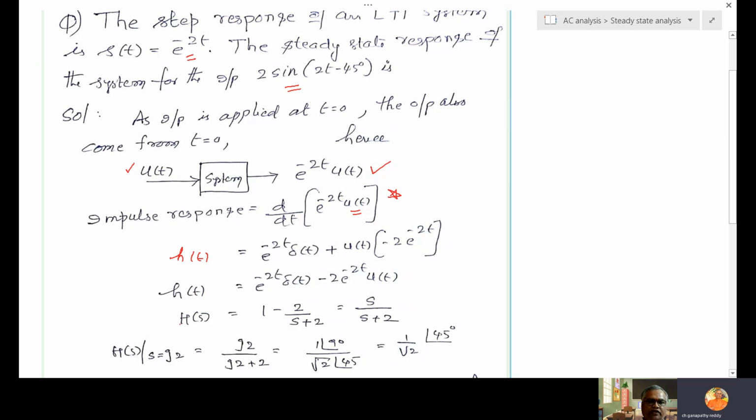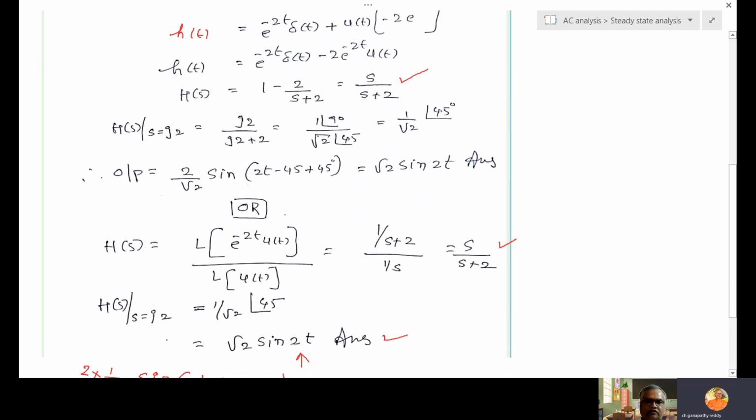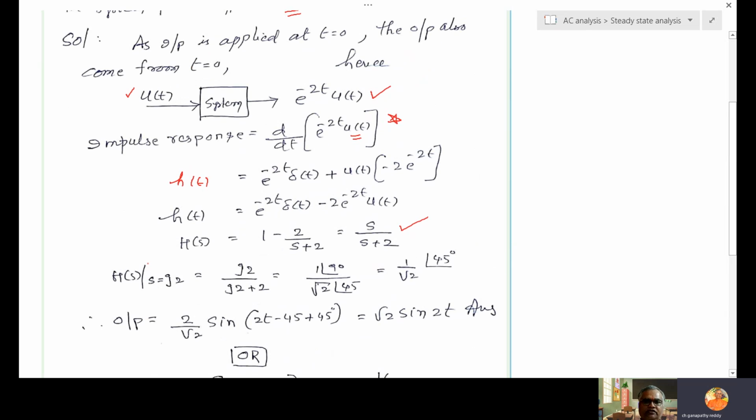From h of t you can find h of s. Laplace of each, now simplify, you get the same. So this h of s answer is the same. Then the rest of the method is the same. So this will save time. The ratio of Laplace transform of output by input straight away gives the transfer function, that is better.